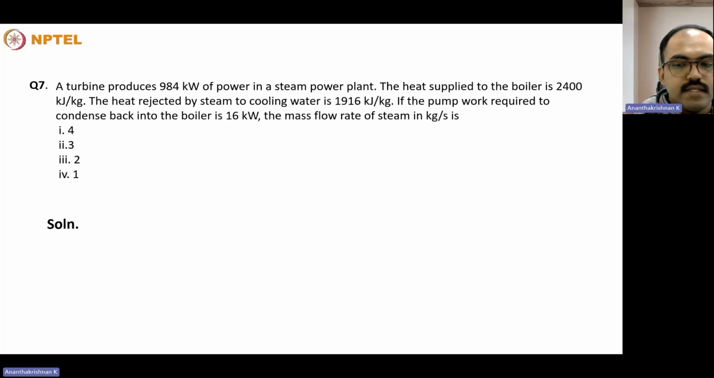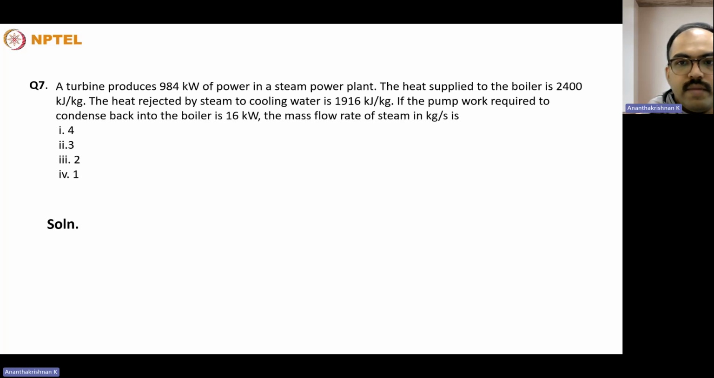A turbine produces 984 kilowatt of power in a steam power plant. The heat supplied to the boiler is 2400 kilojoule per kilogram. The heat rejected by steam to cooling water is 1916 kilojoule per kilogram. If the pump work required to condense back into the boiler is 16 kilowatt, what is the mass flow rate of the steam in kilogram per second?